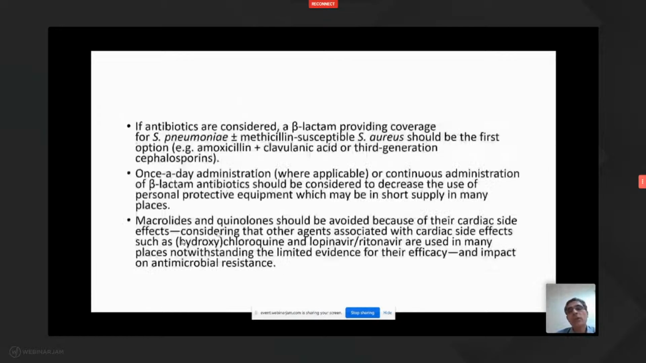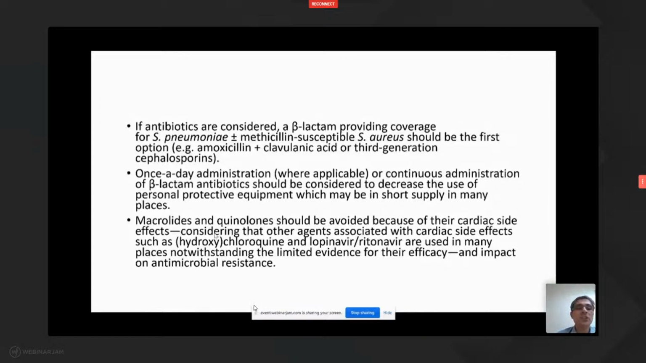And so what are we going to use? If we are going to use antibiotics, it should follow the CAP guideline. That means a beta-lactam which will provide coverage for Strep pneumoniae, plus methicillin-susceptible Staph aureus. So you can get away with amoxiclav or a 3rd generation cephalosporin, which is good enough.